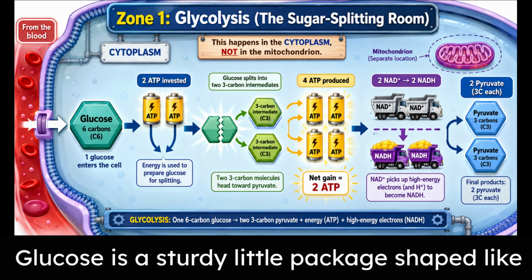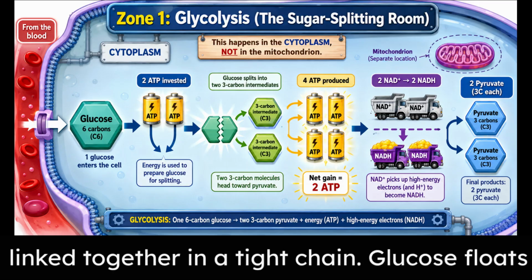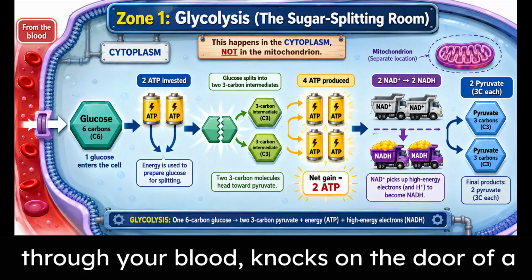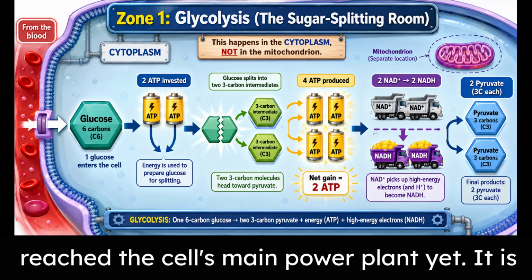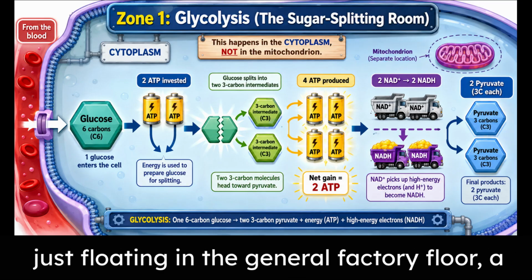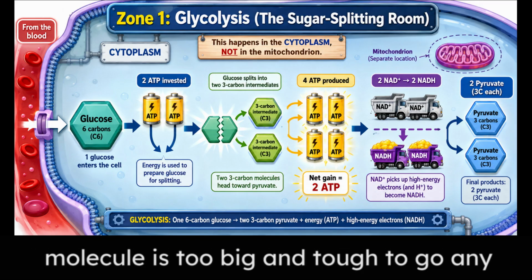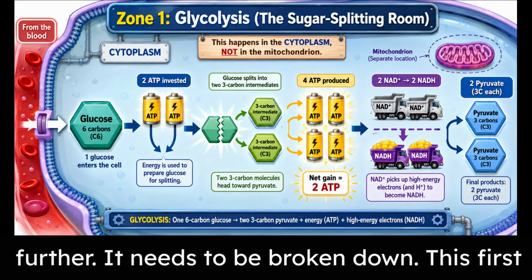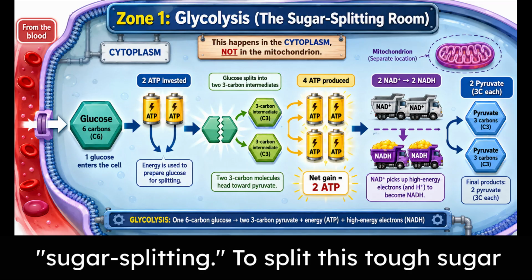Glucose is a sturdy little package shaped like a hexagon, and it contains 6 carbon atoms linked together in a tight chain. Glucose floats through your blood, knocks on the door of a cell, and is led inside. However, it hasn't reached the cell's main power plant yet. It is just floating in the general factory floor, a fluid area called the cytoplasm. The glucose molecule is too big and tough to go any further. It needs to be broken down.